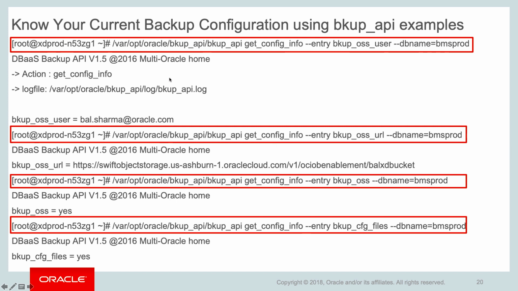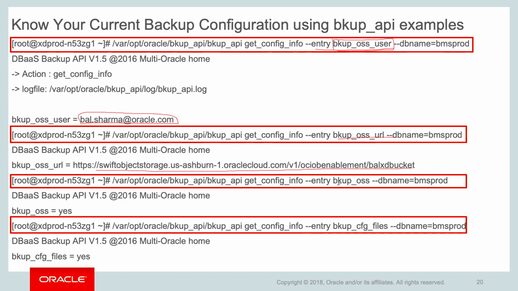Using this API, what I'm doing here is backup API get config underscore info. Then I'm interested in knowing the value of backup OSS user. So -f entry is for you can just specify -e, and then you can tell which parameter value you are interested in. So I want to know what is my backup OSS user. It will run and return that this particular value is set to this particular email address. Similarly, any of those entries you want to know, like backup OSS URL, for example. In my case, the URL is this one.